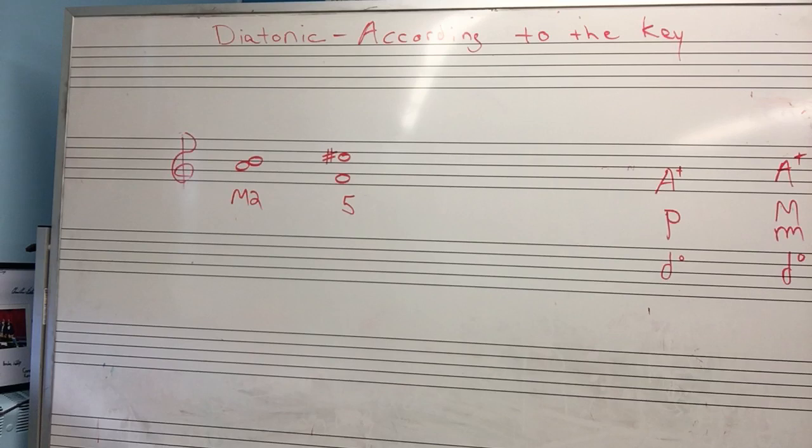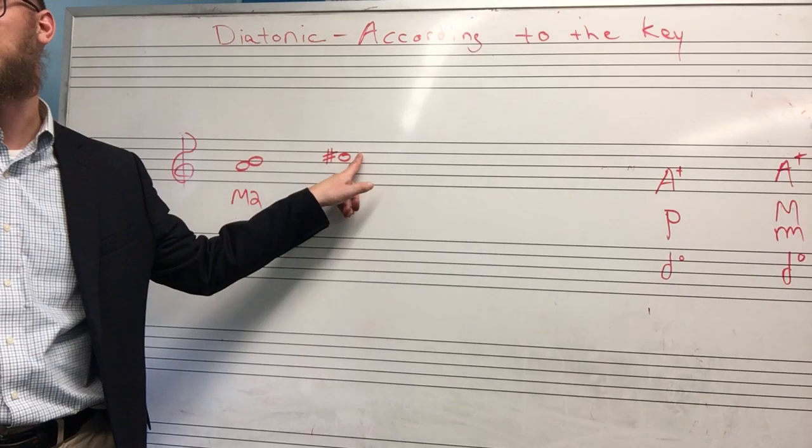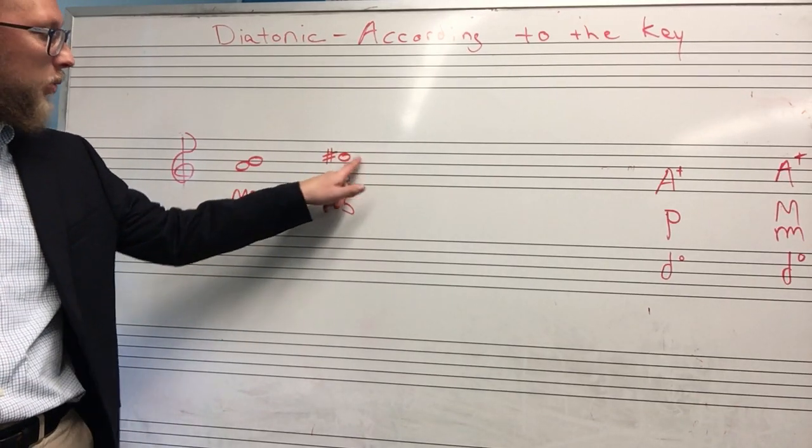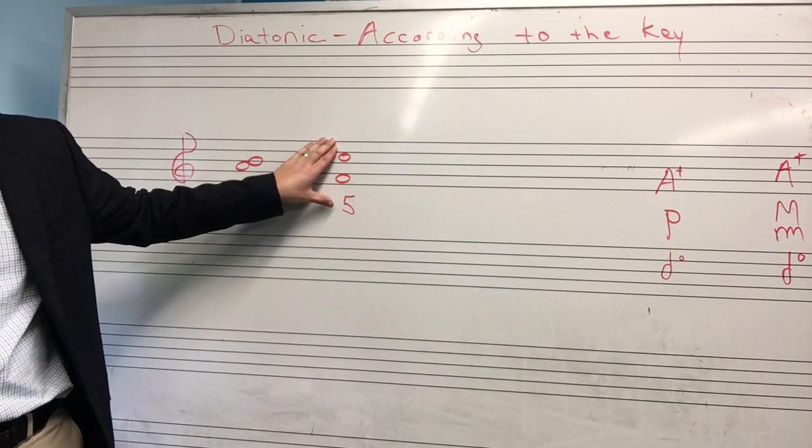F. Okay. No, not F. What's the first flat in the order of flats? Oh, B. Okay. So there's no C flat in the key of F major. So if I eliminated that, it'd be pretty simple, right? It'd be perfect fifth.